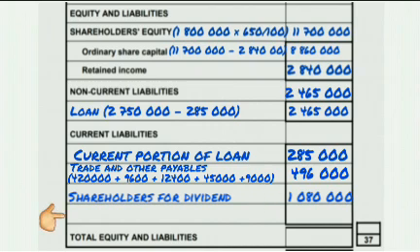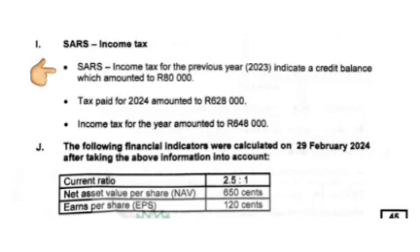The last line item I'm going to deal with under my current liabilities is going to be my SARS income tax, meaning I'm going to figure out how much I'm still owing SARS. So when I'm dealing with my SARS information, in information I, it says SARS income tax for the previous year indicates a credit balance amounted to 80,000. Then tax paid for 2024, meaning this is the amount I have paid, is 628,000.